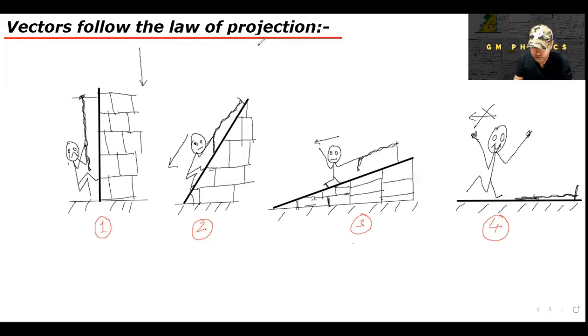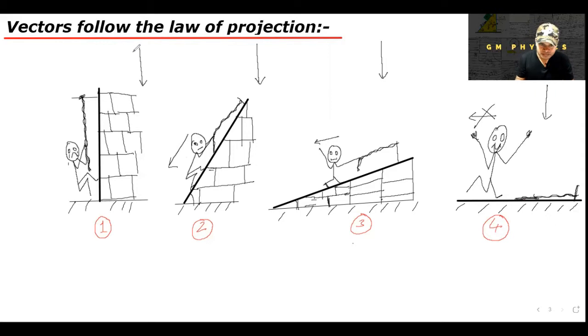In case number 2 also, the vector quantity force is acting in a vertically downward direction. I'll represent it with the same length arrow because the force is the same, it's the same person. Here also the same force. Here also the same force. But why is the pull lesser in case number 2, even lesser in 3, and it becomes 0 in case number 4? Law of projection.